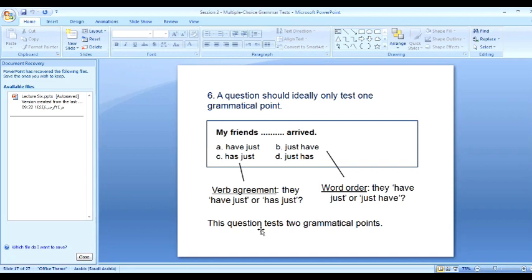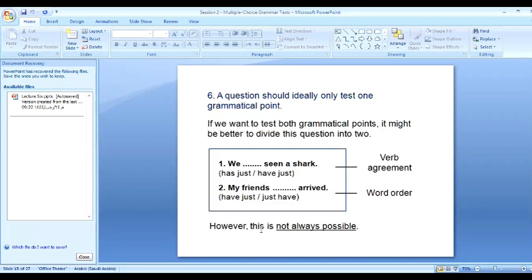In the test, we should test them on one thing. If you want to test them on verb agreement, just on verb agreement. If you want to test them on the word order, you can make it another question, not in one stem. Clear? You have to test them on one grammatical point, not in two, and not put them as options in one stem. Okay. This is number 6.